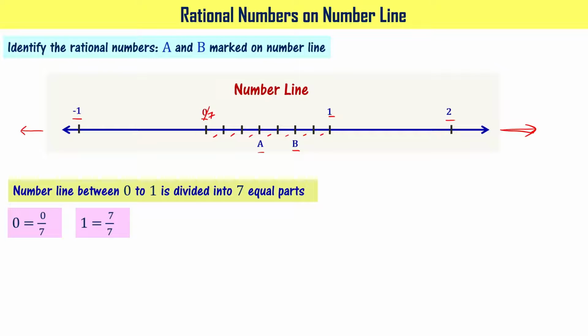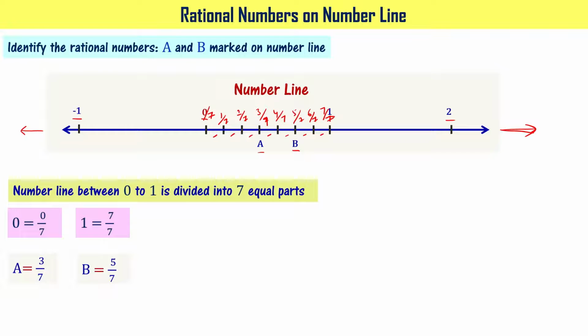1 equal to 7 by 7? If I do that, this is going to be 1 by 7. This is going to be 2 by 7. This is going to be 3 by 7, 4 by 7, 5 by 7, 6 by 7, right? As you see here, A is 3 by 7, right? And B is 5 by 7.